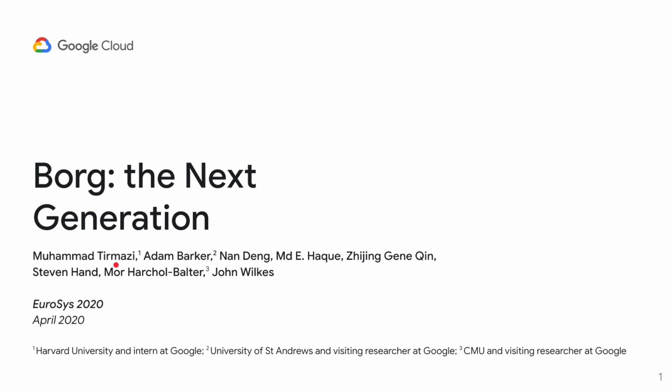Hi, I'm Tirmazi, and I want to just give you an overview of what we discuss in our talk and our paper, Borg the Next Generation. Borg handles most of Google Cloud's workload, and it is a very old and robust system. As part of this paper, we're releasing a set of Google Borg traces, which basically give you an idea of what Google's workload looks like and allow you to do exciting research using it.